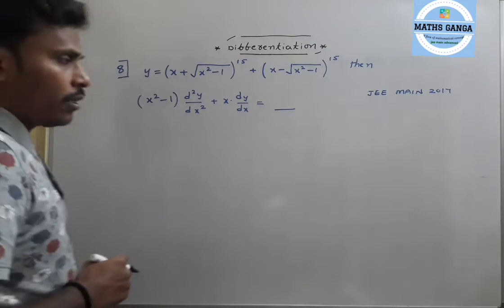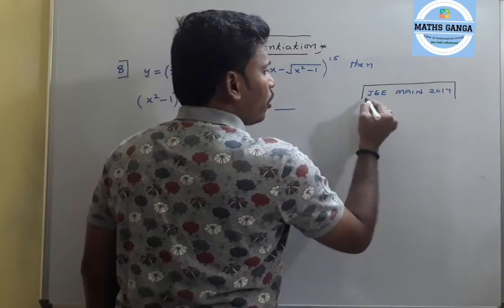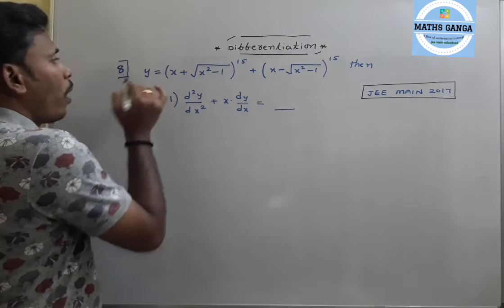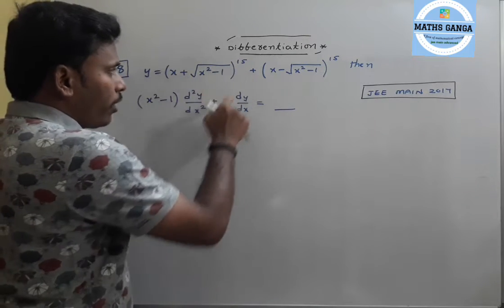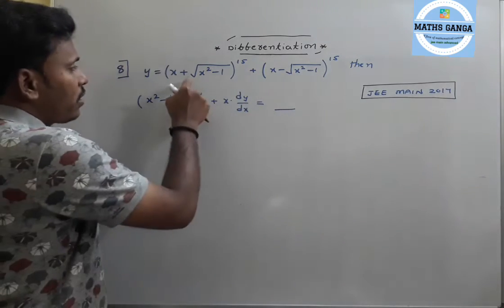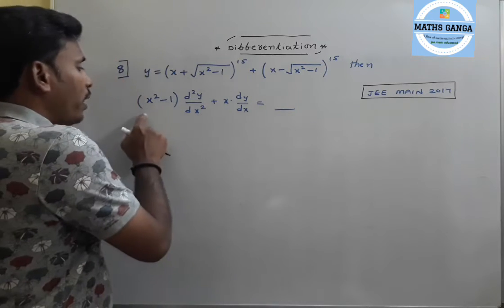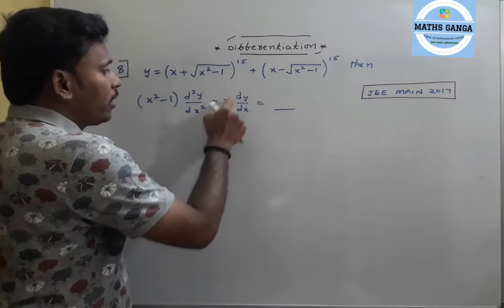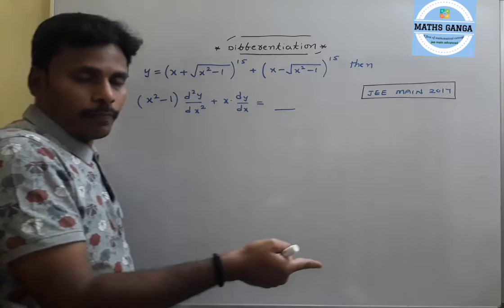So the eighth problem is this, and this problem was asked in JEE Main 2017. Look at this problem. y is given as (x plus root x square minus 1) power 15 plus (x minus root x square minus 1) power 15. We need to find (x square minus 1) into d square y by dx square plus x into dy by dx, in terms of y as per the options.